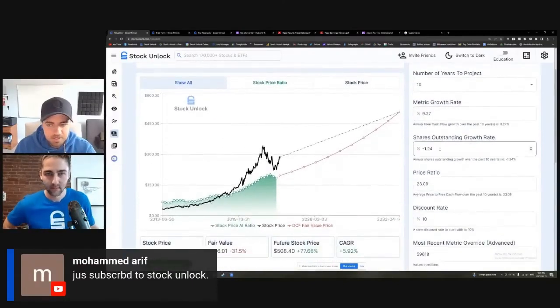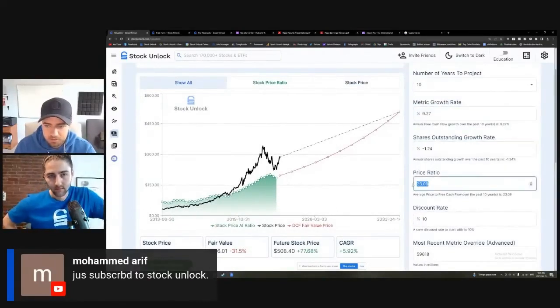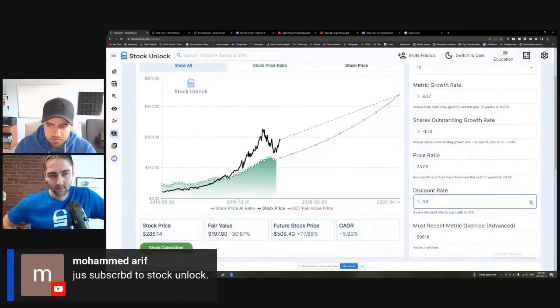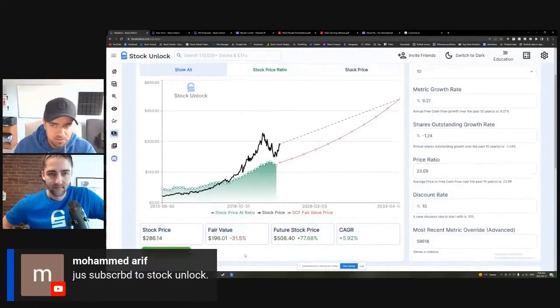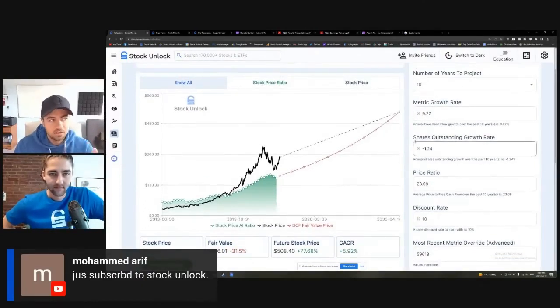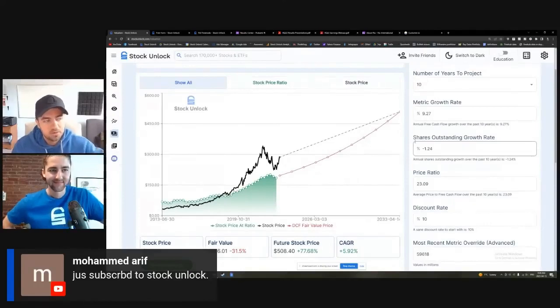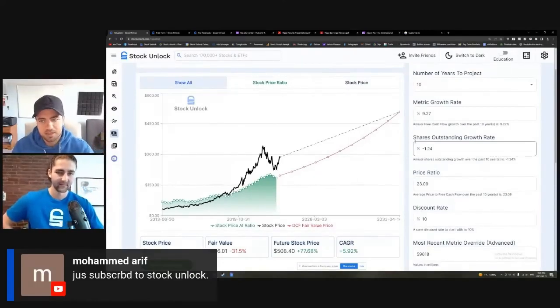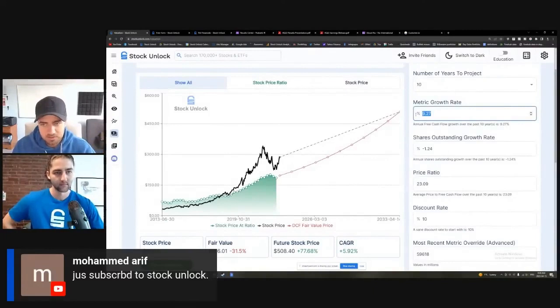So this is just projecting the past 10 years out. And this says metric growth rate of free cash flow about 9%. Buying back shares, yep. Price to free cash flow ratio of 23, 10% discount rate. And that says fair value is 31.5% below where it's currently trading and about $196. So based on Microsoft's historical, their last 10 years, if they do that again and they grow at about 9% over the next 10 years annually, then the stock looks like it is actually expensive.